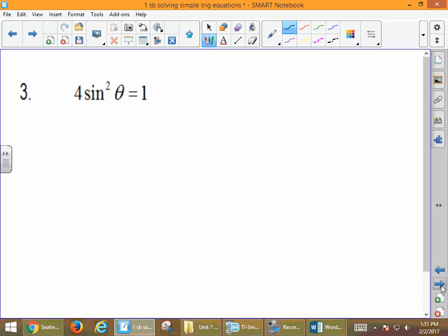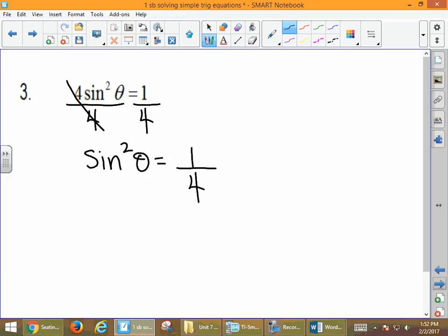A little bit different on problem number 3, because we have a squared in this problem, but once again our process is to isolate the variable, which in this case is theta. This is 4 times sine squared theta equals 1. So our inverse operation is to divide. We're going to divide both sides. The 4's cancel out, and we're left with sine squared theta equals 1/4.